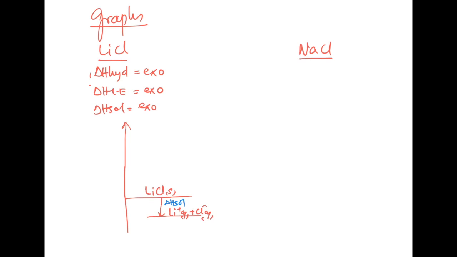And then gaseous ions are always at the top, lithium ion gas plus chloride ion gas. From gaseous ion to solid is the enthalpy of lattice energy, but from gaseous ion to aqueous is the enthalpy of hydration. So can you see that enthalpy of hydration is actually more than lattice energy, making enthalpy of solution exothermic.